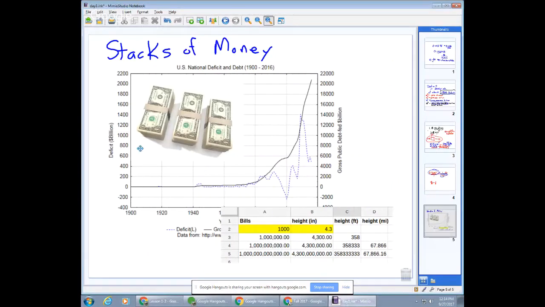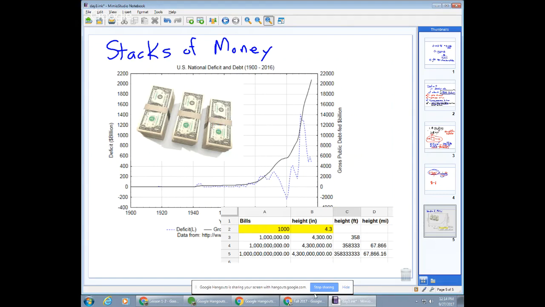So we're talking about the national deficit and the national debt. We got some big numbers. So for example, right here, 2,000 billion. What does that look like? Over here, we have 20,000 billion. How much is that? So we're going to build a spreadsheet that's going to help us look at dollar amounts. We're going to convert those dollar amounts to heights. So if we took a bunch of $1 bills and stacked them up, how big would the stacks be?